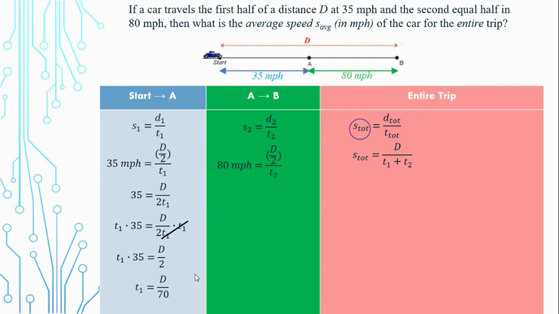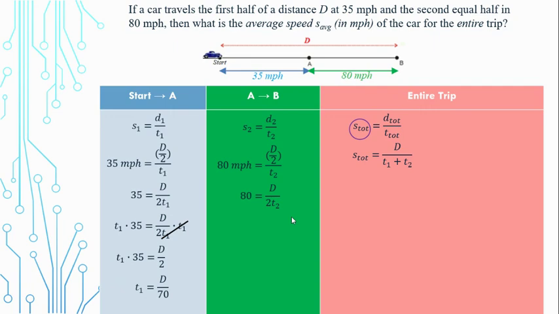Therefore, I can follow the same process. I went ahead and substituted S2 for 80 because it's given to me in the problem. I know what D2 is. D2 is the remaining half of the total distance. Again, the total distance being D, half of it, which is implied, is D divided by 2. So you have a fraction here divided by T2. A fraction divided by a whole would suggest that you take the two denominators and multiply them. So 2 times T2 would give you 2T2.